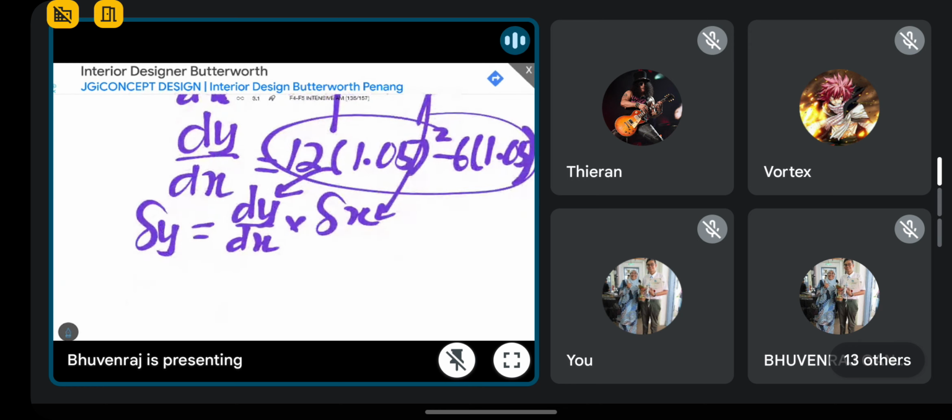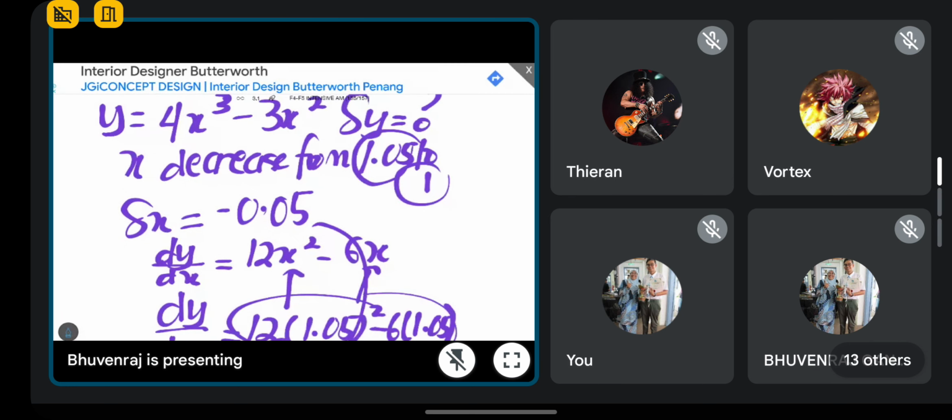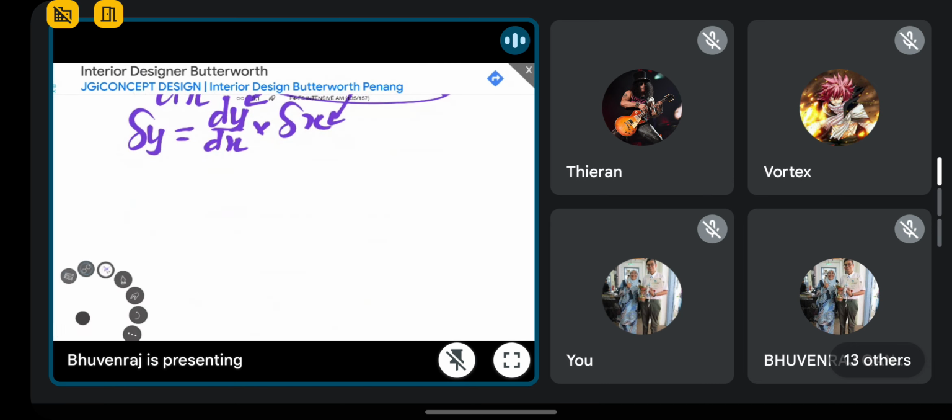Okay, so can understand guys about this one? Small changes, boleh faham? This is the type of question they'll ask lah, but they can relate it to quantities also. Boleh hubungkait dengan quantity yang berubah. Okay, another part guys, percentage change. Sometimes the question also use this.